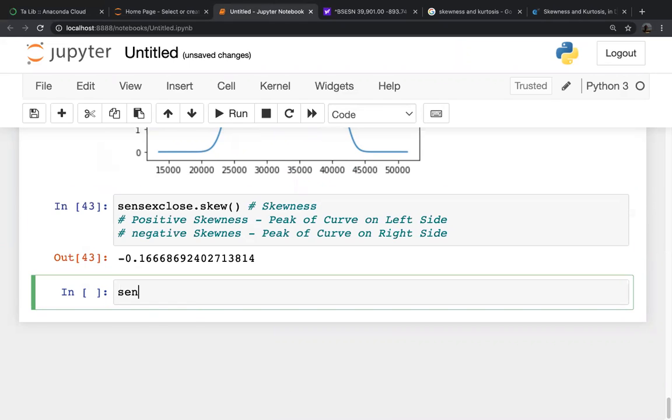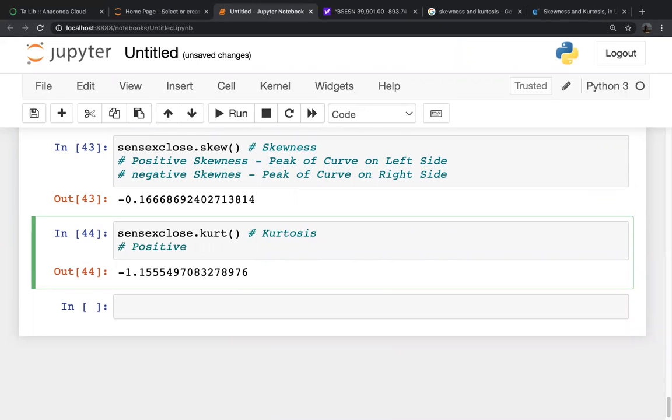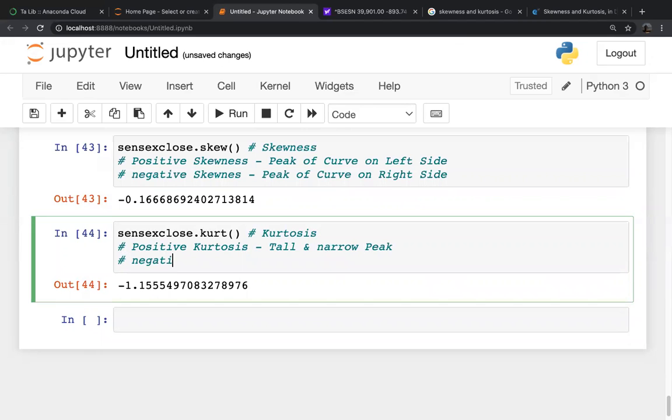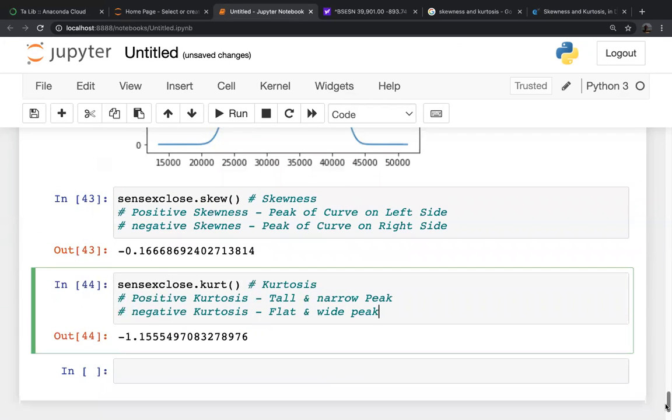You can also see the kurtosis. Sensex close dot kurt is kurtosis. Kurtosis is also closer to 1. So positive kurtosis, tall and narrow peak. Negative kurtosis, flat and wide peak. So we have negative skewness, and kurtosis is also negative for our data. That is what we are seeing in the diagram on top. In the diagram on the top also we are observing the same thing: skewness is there, and kurtosis is also negative.